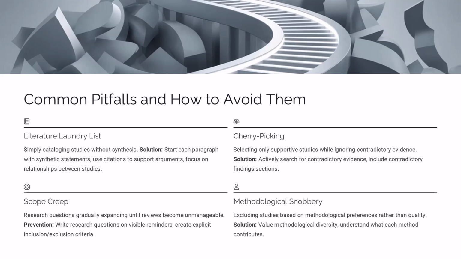The methodological snobbery error involves excluding studies based on methodological preferences rather than quality or relevance. This misses important insights and reduces theoretical richness. The solution is to value methodological diversity, understand what each method contributes, and focus on quality within method types rather than method types themselves.